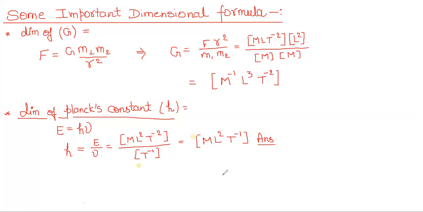Now I think you completely understand how you can write the dimensions of those quantities which are named after a scientist or are famous quantities, like Planck's constant, gas constant, universal gravitational constant, latent heat. They are very, very important. Okay.